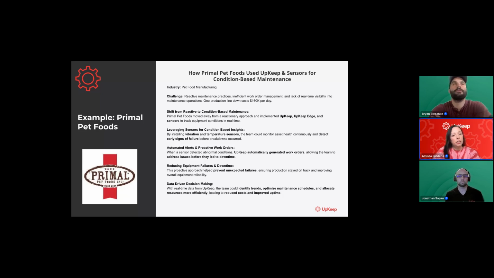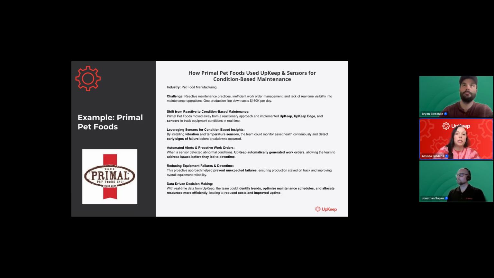So now their sensor data detects issues. They use Upkeep to automatically create the work order, and then the maintenance team acts before the breakdown occurs. This shift has led to fewer failures, reduced downtime, and a more efficient operation for them.